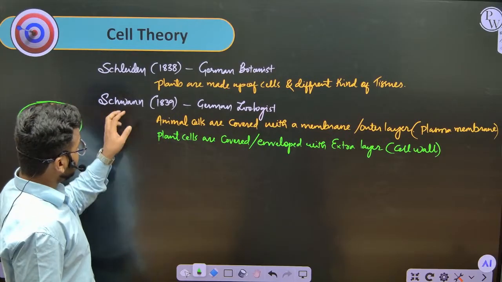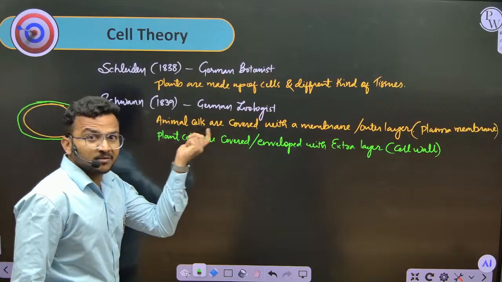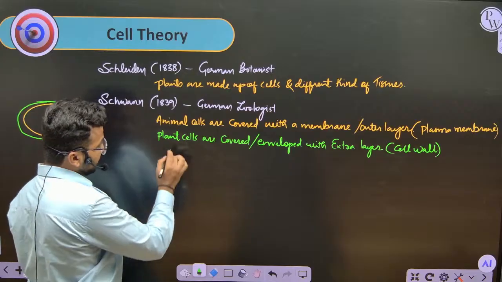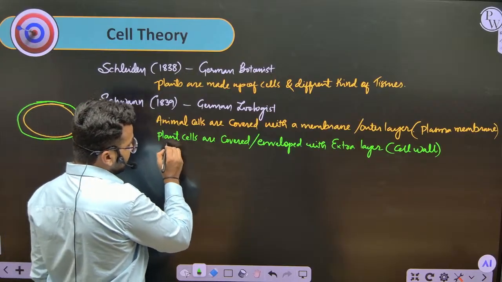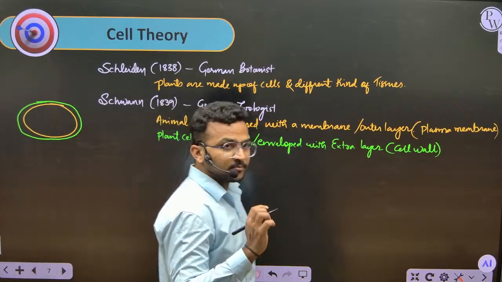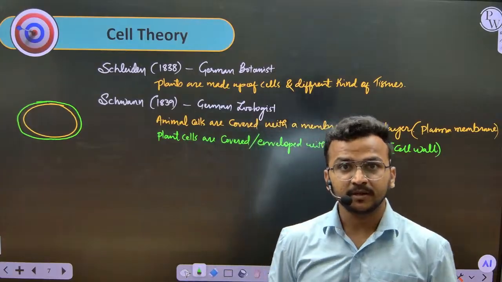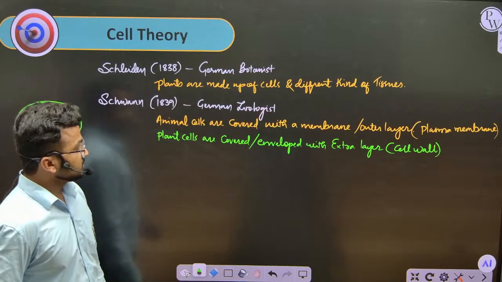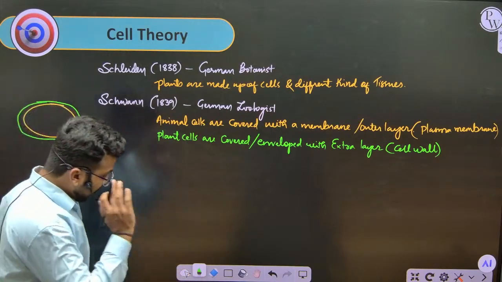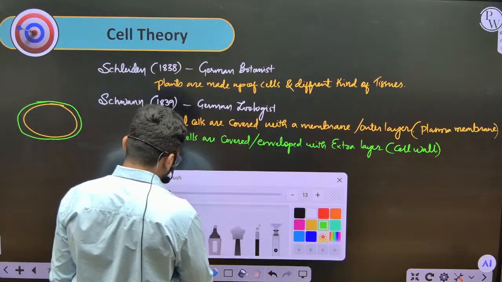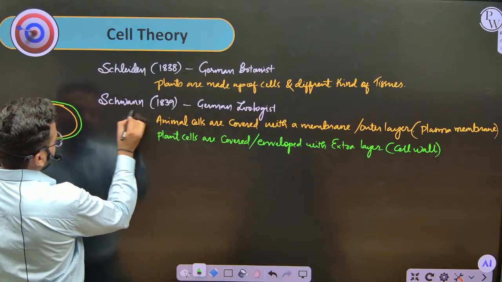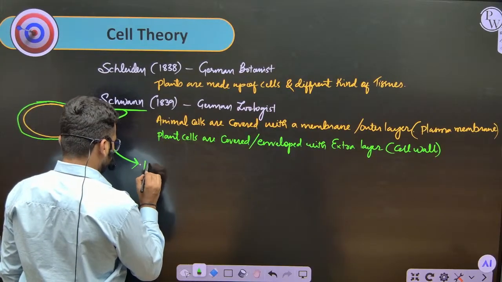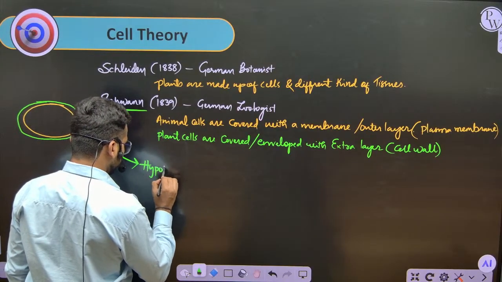See, even though he is a zoologist, he worked on plant cells. Don't confuse this with Schleiden's statement. What Schwann says is, plant cells are covered or enveloped with an extra layer or extra membrane that today we know as the cell wall. So that was given by him. And after this, he didn't keep quiet. Again, Schwann gave a hypothesis.